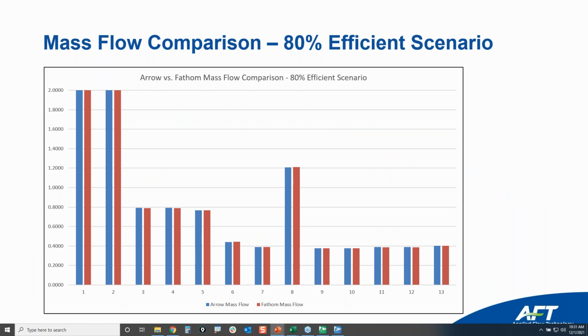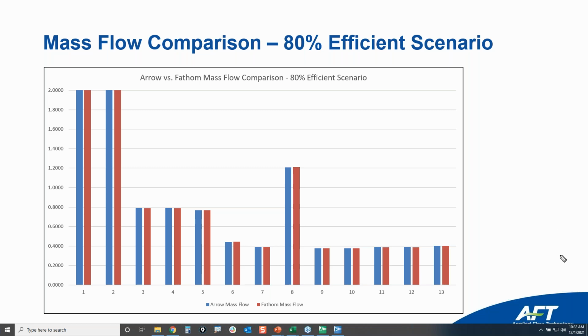When we compare the mass flow rates for the 80% efficient scenario on the blower between Fathom and Aero, you can see here, I apologize, I should have labeled my axes. I was in a hurry and I didn't do that, so sorry about that. This is pounds per second, and this is pipe number. So for pipe 1, 2, 3, etc., you can see that the mass flow rates are very similar between Fathom and Aero, so that's good.